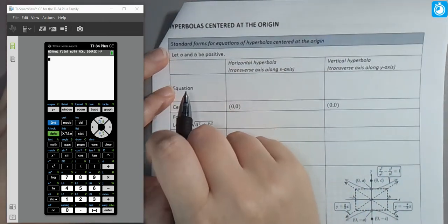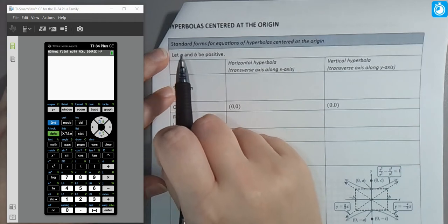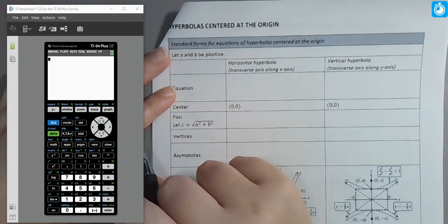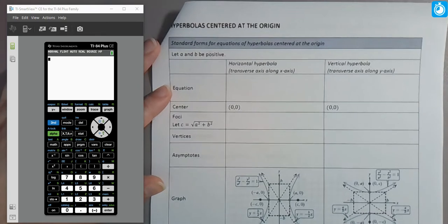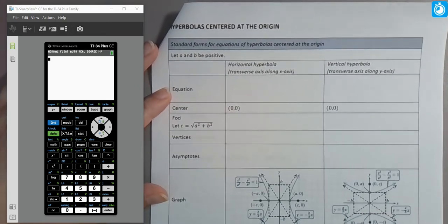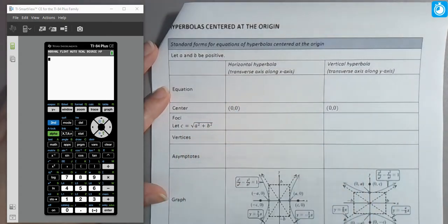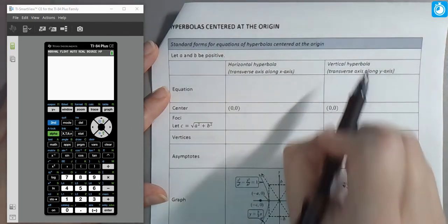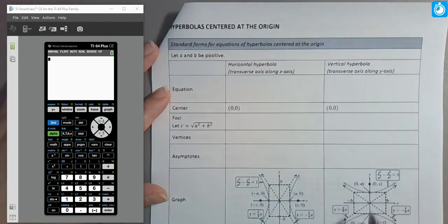So we're going to let A and B both be positive numbers. Now notice I'm not saying that A is greater than B in this case like we did with the ellipse, and we'll see why in a minute. A versus B is going to be defined in a different way. So we either have a horizontal hyperbola, which means the transverse axis is along the x-axis, which means the branches are oriented horizontally from one another. Or we can have a vertical hyperbola, which means the transverse axis is vertical, in this case along the y-axis, which means the branches are distributed vertically from one another.